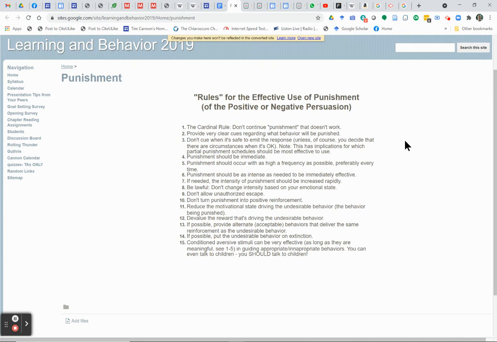And here's another excruciatingly unethical one. Number 10, don't turn punishment into positive reinforcement. What the hell are you talking about? Sorry for cursing. You're trying to administer positive punishment: contingent upon behavior, a stimulus is added to the environment, and the probability of behavior goes down. How do you turn that into positive reinforcement? Contingent upon behavior, a stimulus is added to the environment, and the probability of behavior goes up.